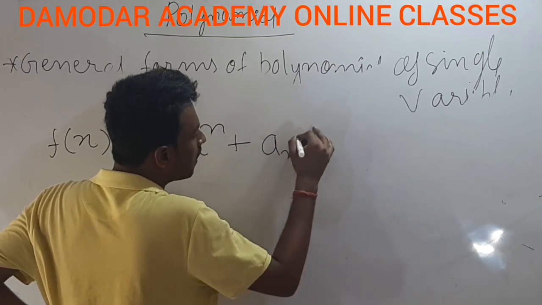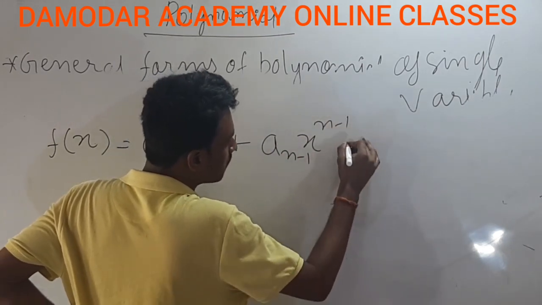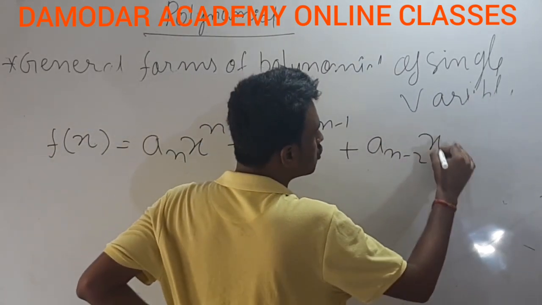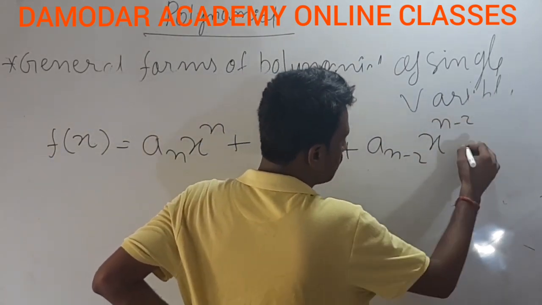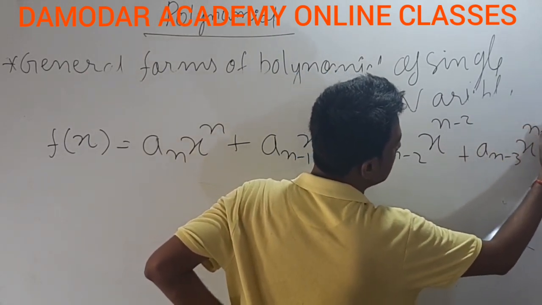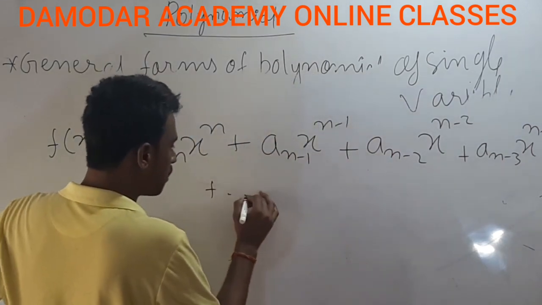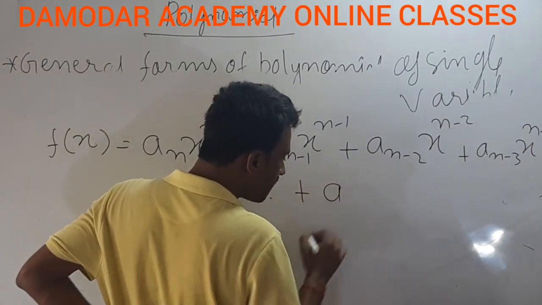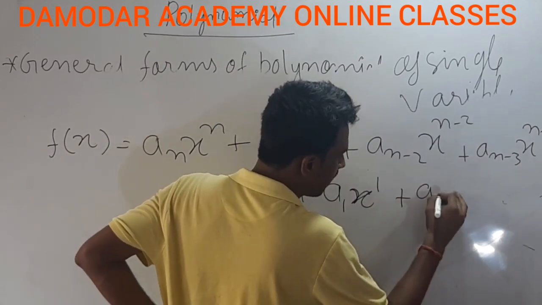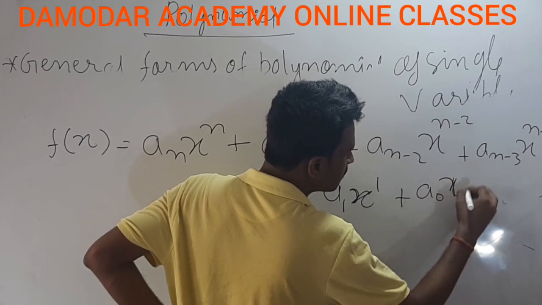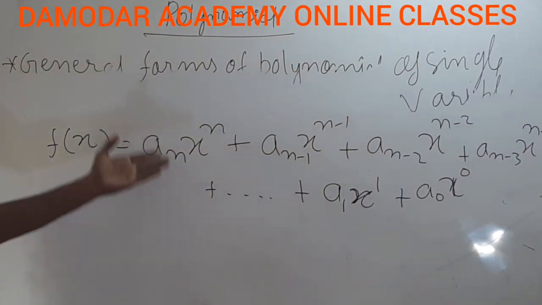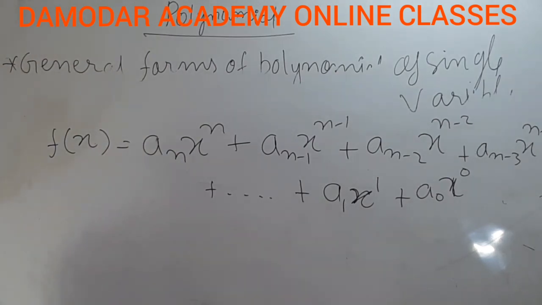a_(n-1) into x raised to power n minus 1 plus a_(n-2) into x to power n minus 2 plus a_(n-3) into x to the power n minus 3 plus dot dot plus a_1 into x to the power 1 plus a_0 into x to the power 0. This is the general form of a polynomial in which the variable is one single variable.